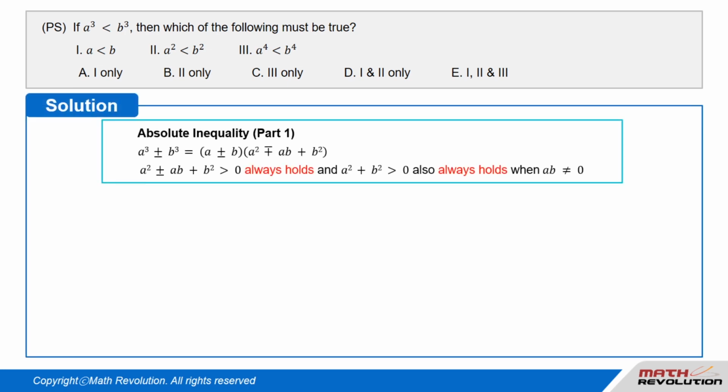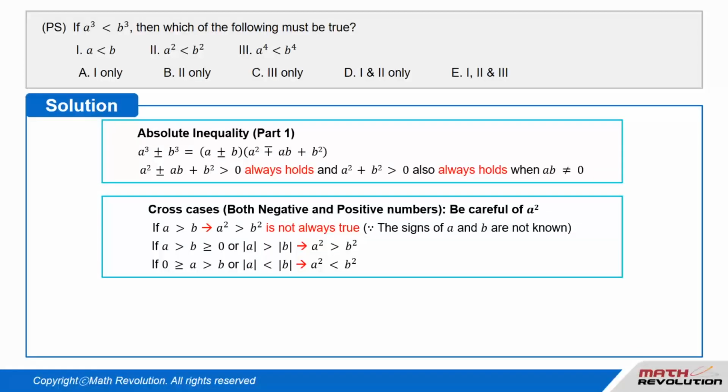Solution. Absolute inequality. Part 1. Case 1. A cube plus or minus b cube equals whole of a plus or minus b times whole of a squared minus or plus a times b plus b squared. Case 2. A squared plus or minus a times b plus b squared greater than 0 always holds, and a squared plus b squared is greater than 0 also always holds when a times b is not equal to 0.